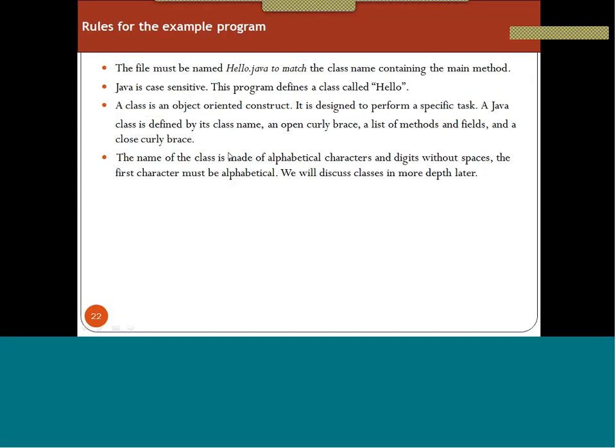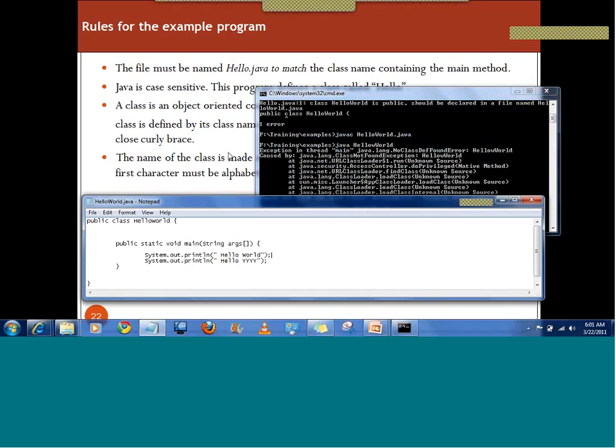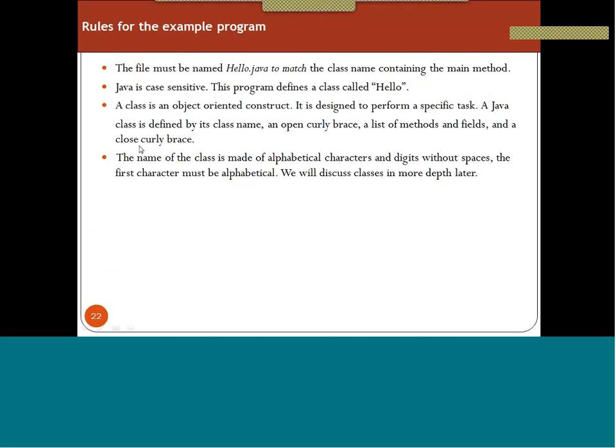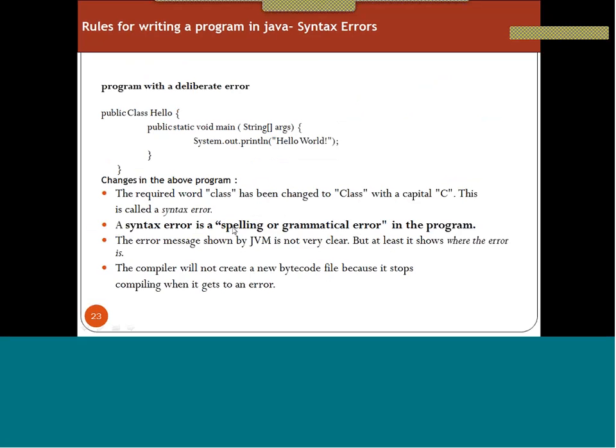All right. Now we will go into the next slide. One way, before writing the program, in fact, I would suggest you go into these rules first: what the class name must be, where you write the main method, and how the execution of the program starts. So this first statement is done here. You see the second one. The main method in hello.java consists of a single statement. In that case, it is a single statement.